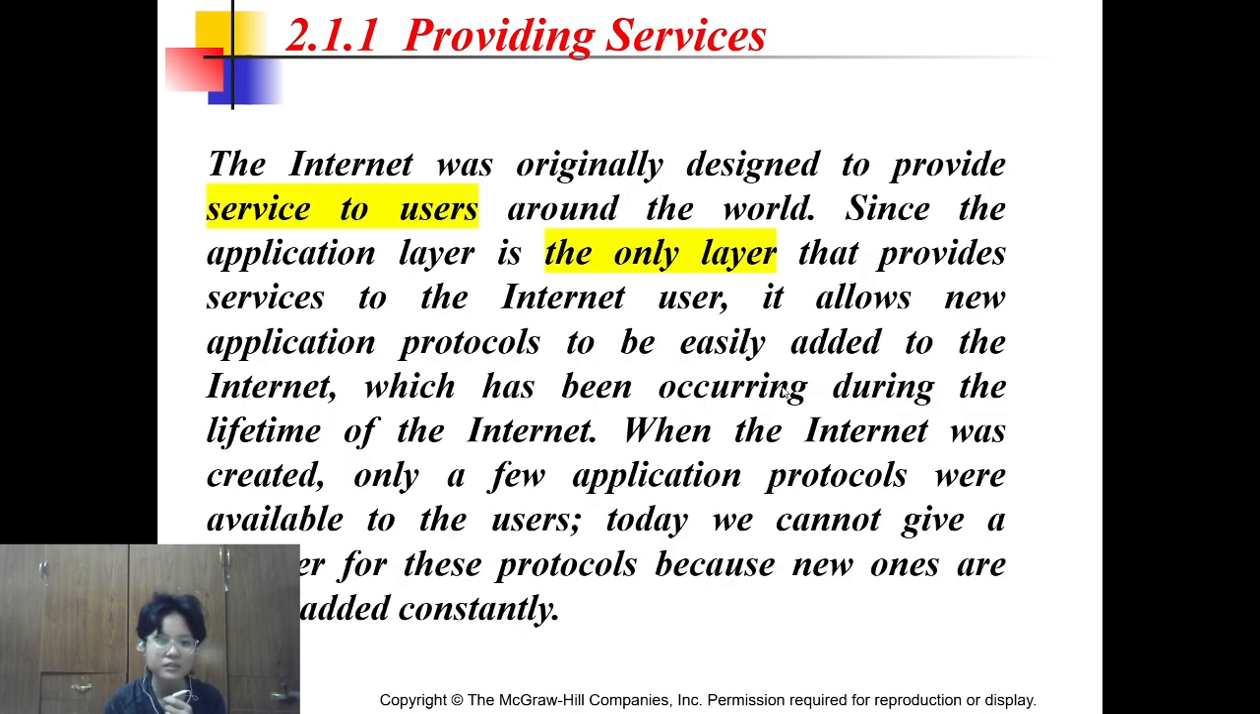About providing service. The Internet was originally designed to provide service to users around the world. The application layer is the only layer that provides service to the Internet user. It allows new application protocols to be easily added to the Internet, which has been occurring during the lifetime of the Internet. When the Internet was created, only a few application protocols were available to the user. Today, we cannot give a number for these protocols because new ones are being added constantly.